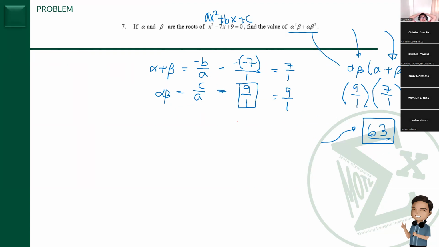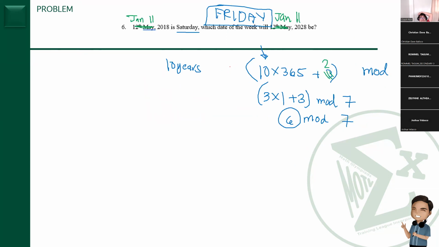Okay, this one, remember your shortcuts on the sum of roots and the product of roots, negative b over a and c over a. And then you can get whatever they're gonna throw at you. This one, yeah, the date. No, 365 always. Don't forget your leap years. Okay, don't forget your leap years.